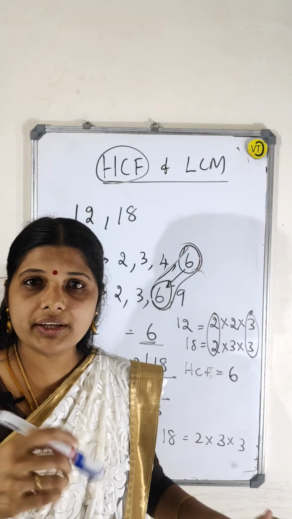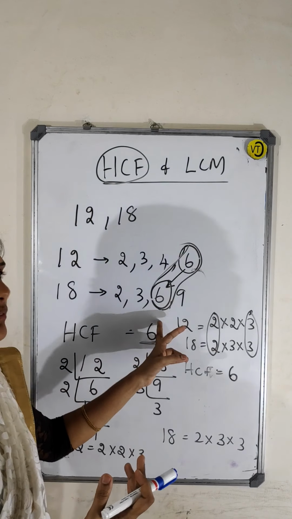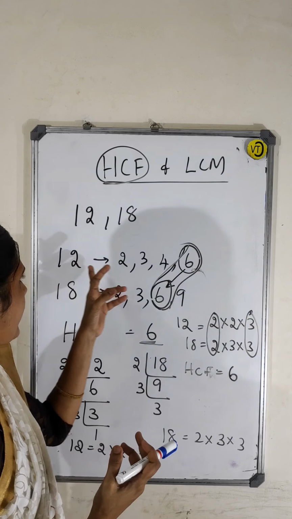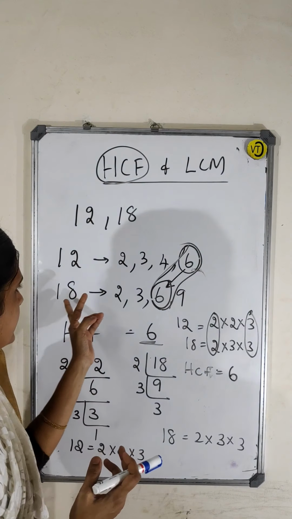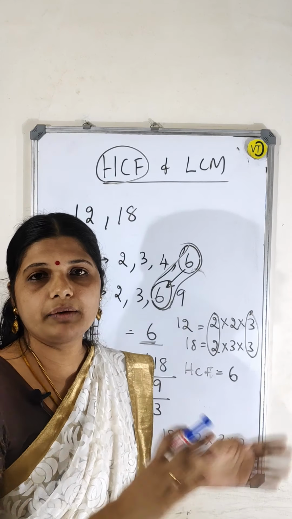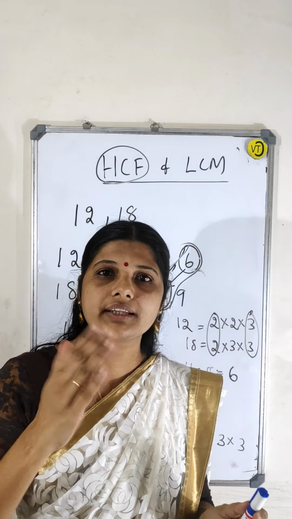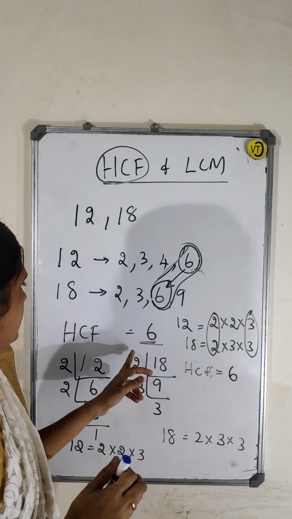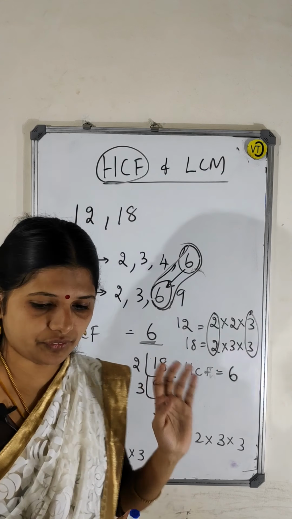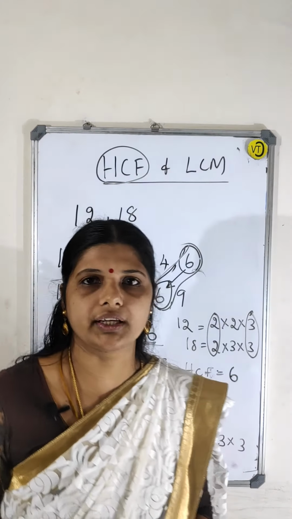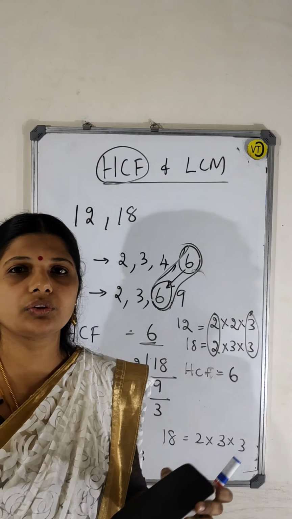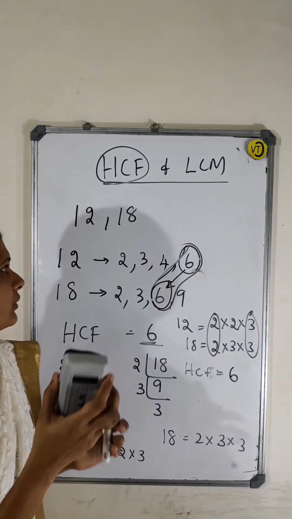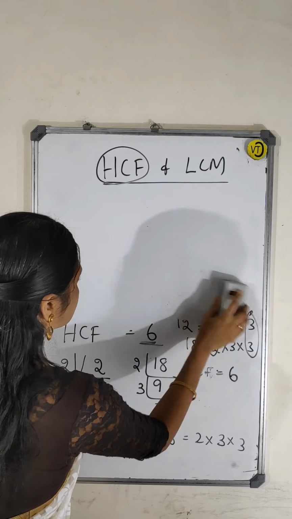So where is the proof? This is the proof: for 12 I write the factors, for 18 I write the factors, and I take the common highest number. That is the HCF. You understand, guys? So this is the HCF. You can solve many numbers, you can find HCF for a combination of two numbers. You will understand very easily.